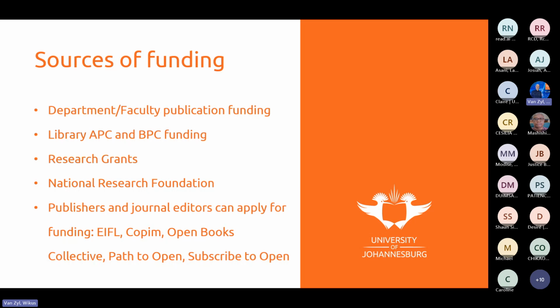So different sources of that funding include EIFL. EIFL made funding available for open access publishers and journal publishers to be able to offer publication services without charging authors article processing charges. COPIM has a funding mechanism available. Open Book Collective, Path to Open, and Subscribe to Open also have funding available.